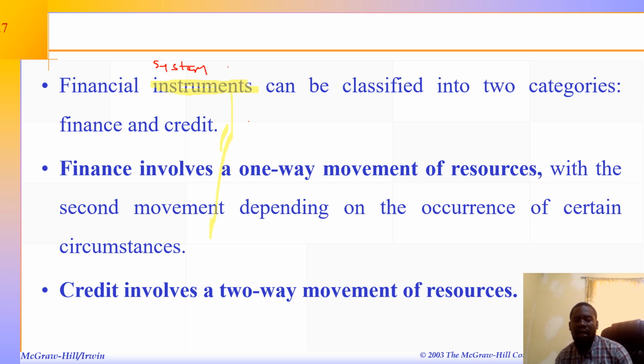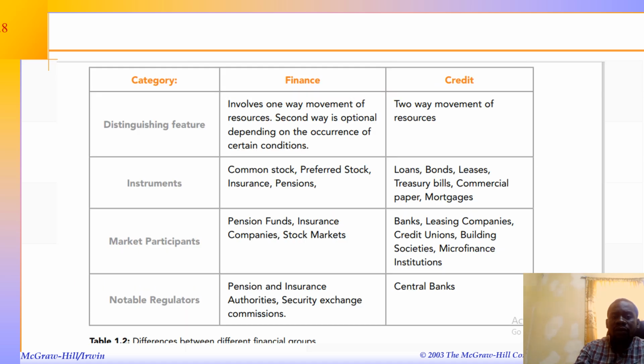But when you look at the credit side of the financial system, you find that there is a two-way movement of resources, i.e., you get maybe a loan from the bank, and so the bank gives you a principal amount. The second movement of you paying back is guaranteed. You just have to pay. There are no conditions, there are no excuses. You just have to pay. So that is the credit side of the financial system. So just a summary of what I talked about in terms of the finance side and the credit side.